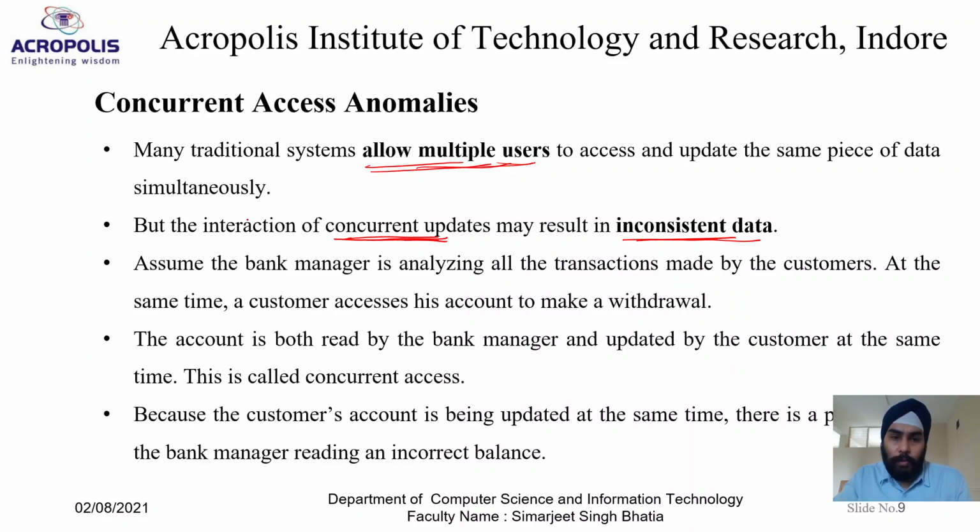Right? One more example: the bank manager is analyzing all the transactions made by the customer. At the same time, the customer accesses his account to make a withdrawal. So the account is both read by the bank manager and updated by the customer at the same time. This is called concurrent access. The manager is accessing and the customer is accessing. Because the customer's account is being updated, there is a possibility that the bank manager is reading an incorrect balance, right?